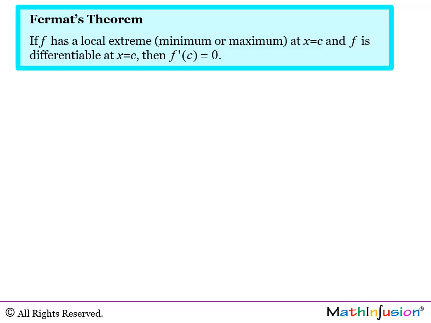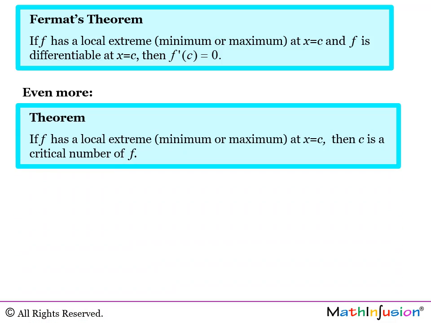Fermat's theorem: if f has a local extreme, minimum or maximum, at x equals c, and f is differentiable at x equals c, then the derivative of the function at x equals c equals 0. But then we have an even better theorem. If f has a local extreme, minimum or maximum, at x equals c, then c is a critical number of f. There are 2 kinds of critical numbers. If the function is differentiable, the critical number is where the derivative is 0. This is Fermat's theorem. But in general, you can also get an extreme when the function is not differentiable.